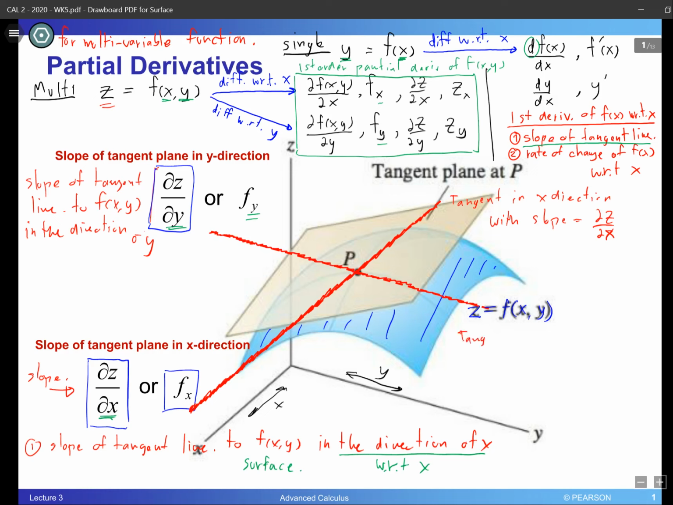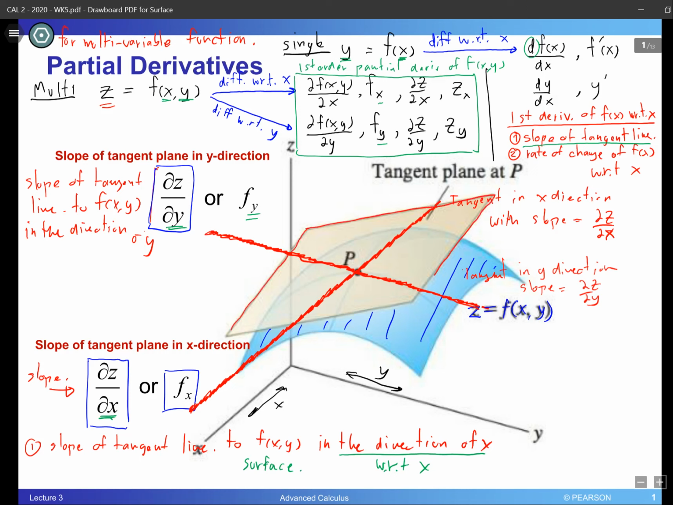Tangent line in y direction. And the slope of this is equal to dz by dy. Alright, so we have two tangent lines here, one with respect to x and the other with respect to y. And if you use these two tangent lines to create a tangent plane, it's going to be this one. With these two, we can create this tangent plane.